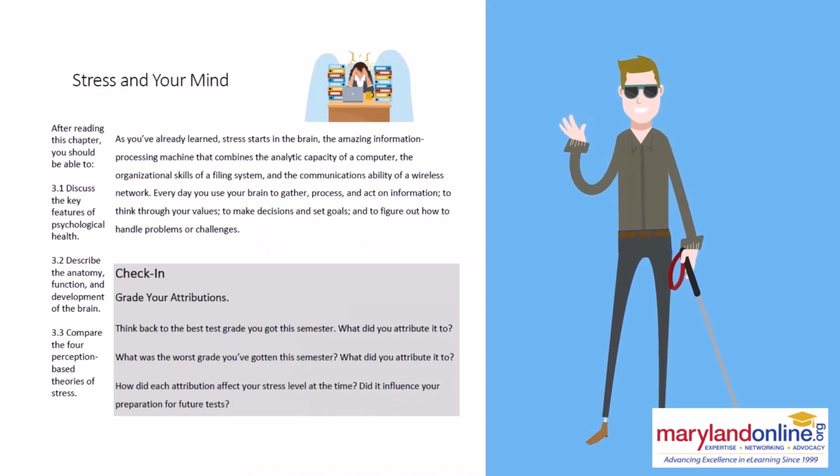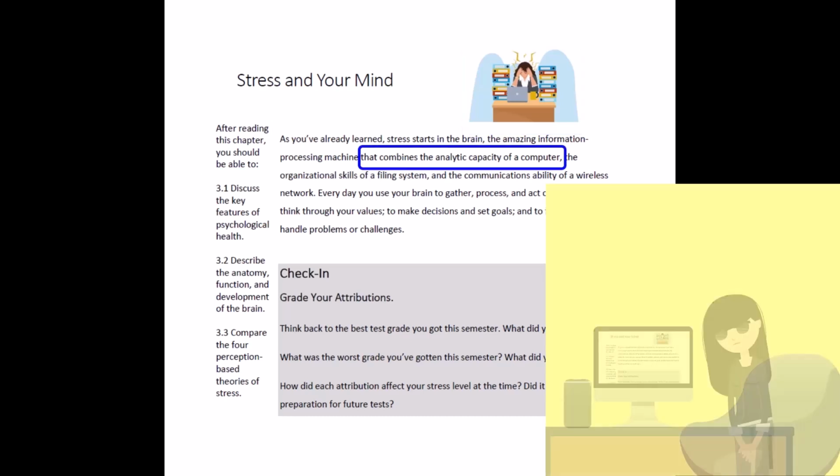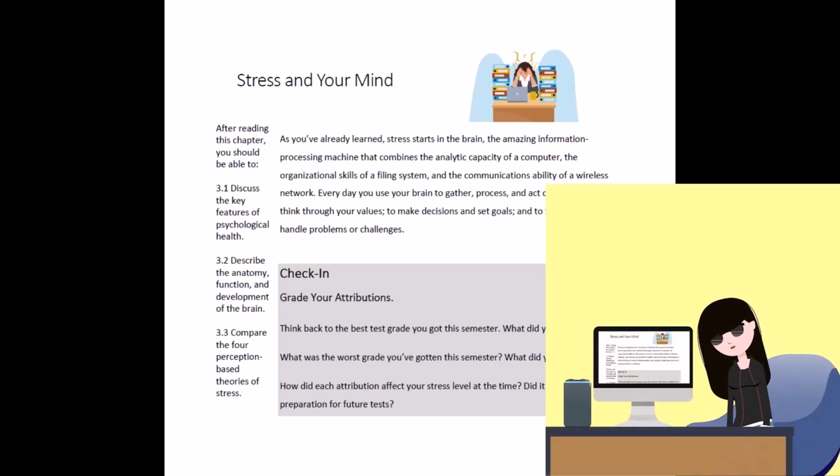If the layout HTML is not properly coded, here is what a person using a screen reader will hear. Table with 3 rows and 2 columns. Row 1, column 1, heading level 1, page 1, column 2, graphic woman stressed out at a computer. Row 2, stress and your mind. Column 1, after reading this chapter, you should be able to blank. Woman stressed out at a computer, that combines the analytic capacity of a computer.